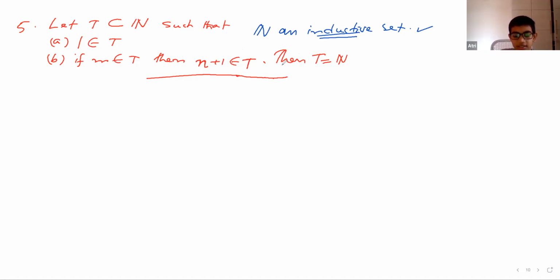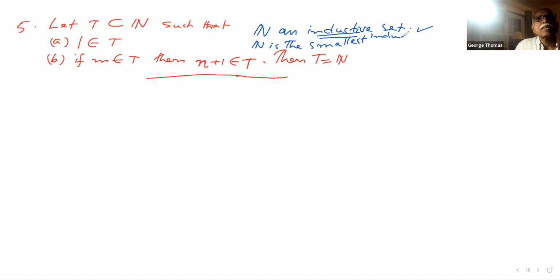So an inductive set is a set which has this. This is essentially saying that T is an inductive set, but N is the smallest inductive set. If N is the smallest inductive set, and if T is also an inductive set and it is contained in N, this implies T equals N. Okay, sir, but what exactly is an inductive set? An inductive set looks like this.